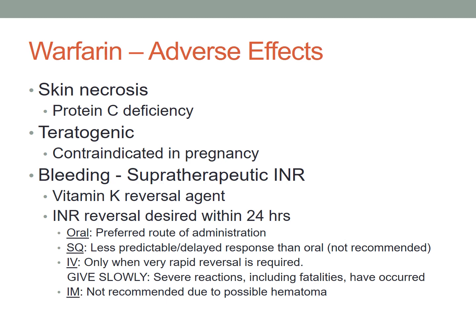Now, bleeding is the big adverse effect that we worry about with warfarin. We can give doses of active vitamin K, which will increase the synthesis of the clotting factors to help reverse supratherapeutic INRs. Now, the preferred route is PO. Sub-Q is not recommended because this response is less predictable and it's delayed compared to oral. IV by slow infusion should be used when very rapid reversal is required due to serious bleeding or a major warfarin overdose. We don't want to use it IM.